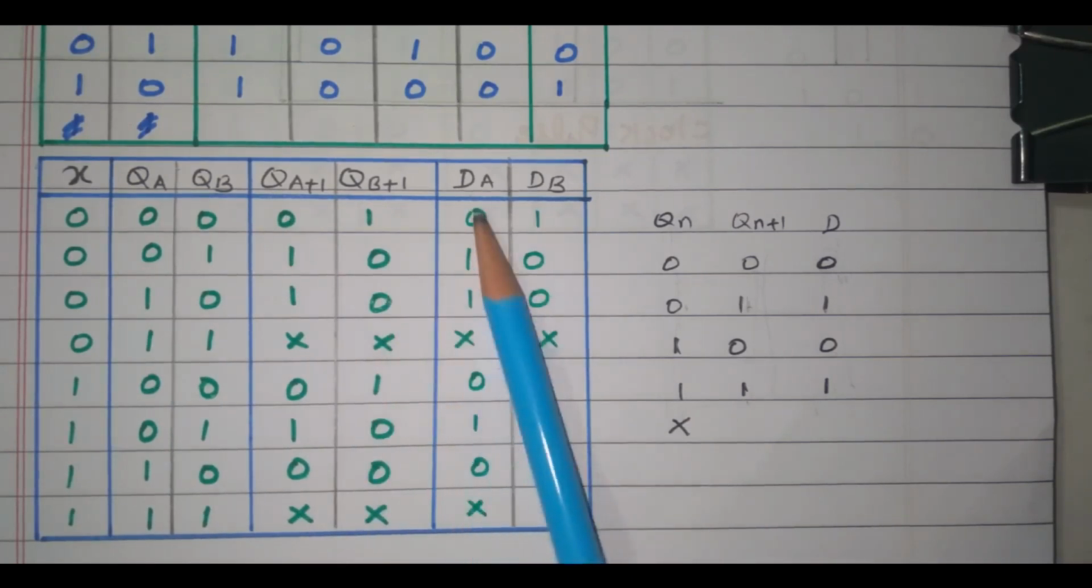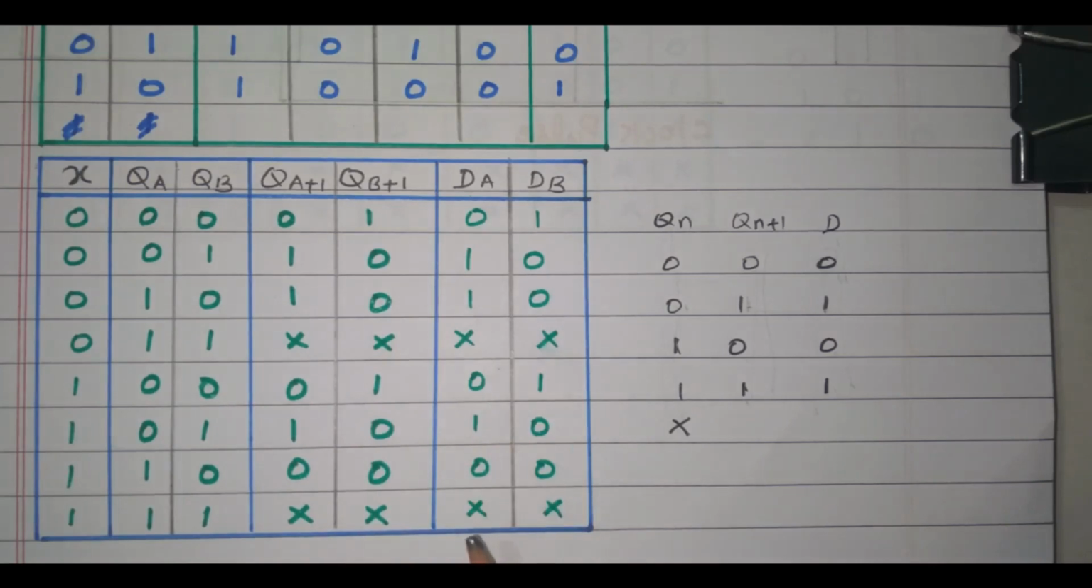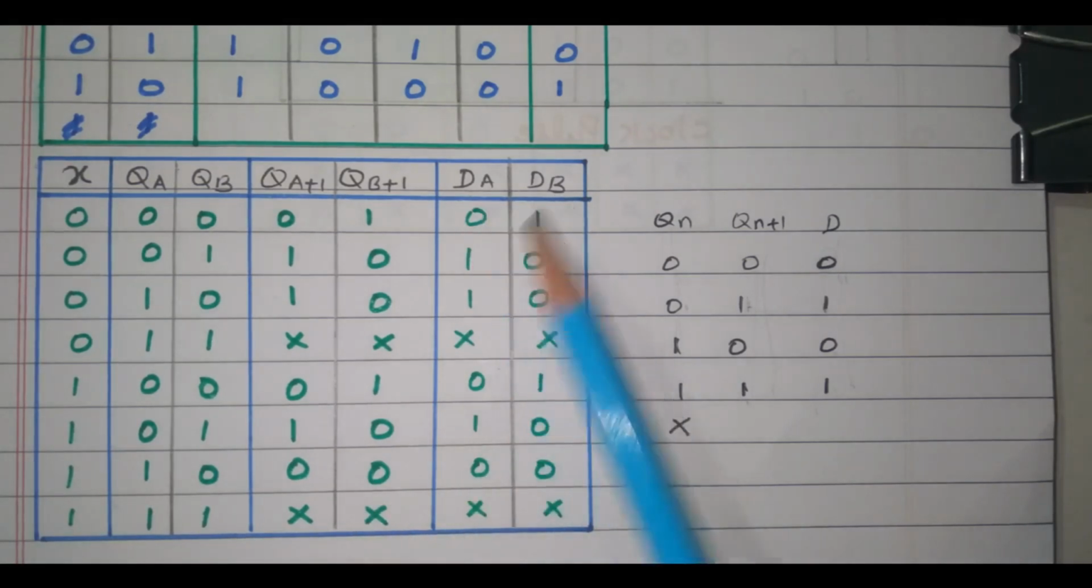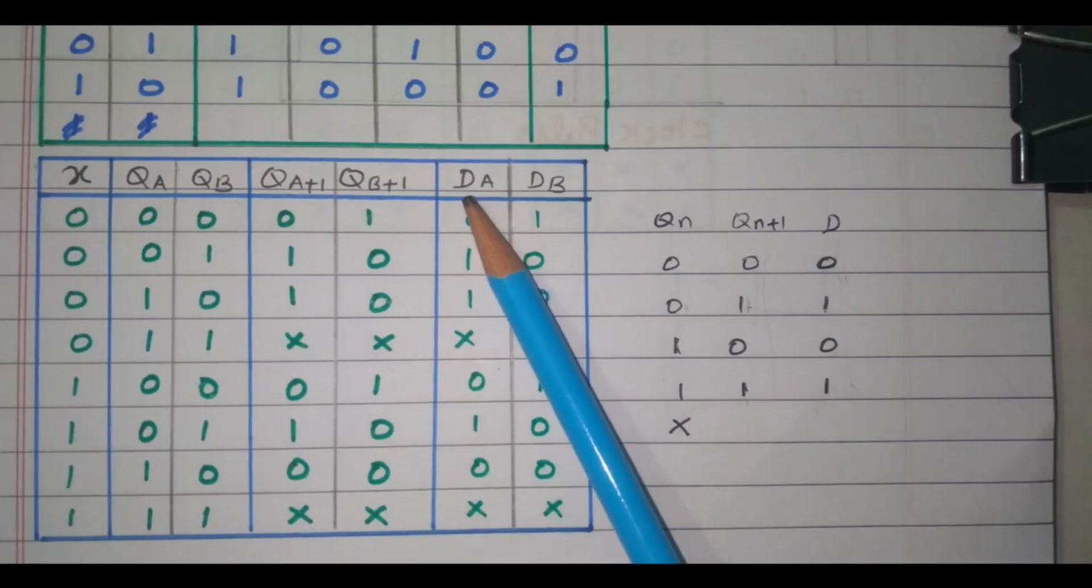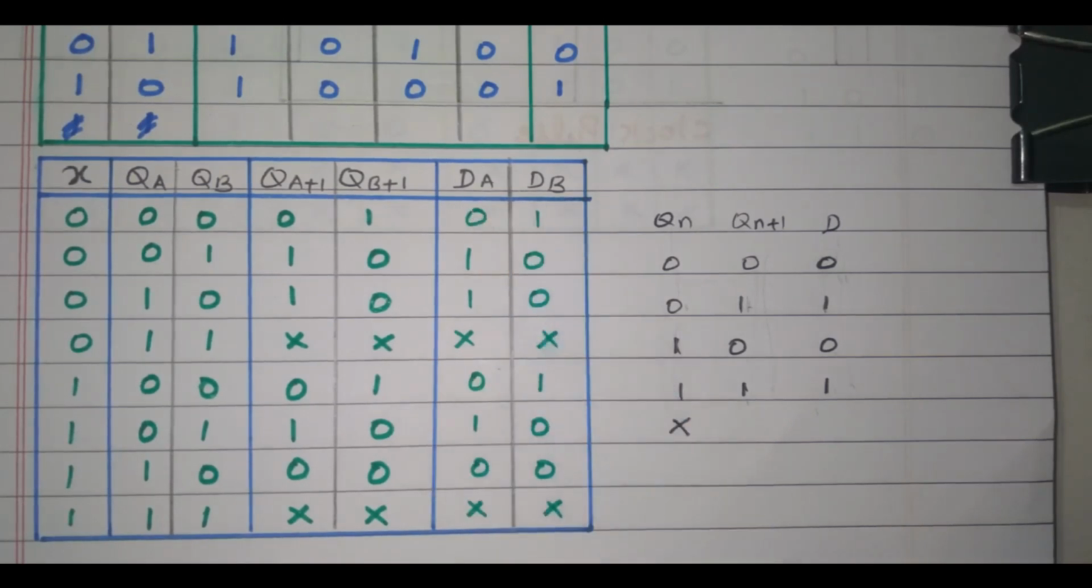Now, from these values, we need to draw the K map. We need to go for the reduction of the K map. We need to identify the reduced logical expression for DA as well as DB. From the reduced logical expression, we need to design the logic circuit using the D flip flop, DA and DB. Now, we will go to the K map for the reduction of the expression.